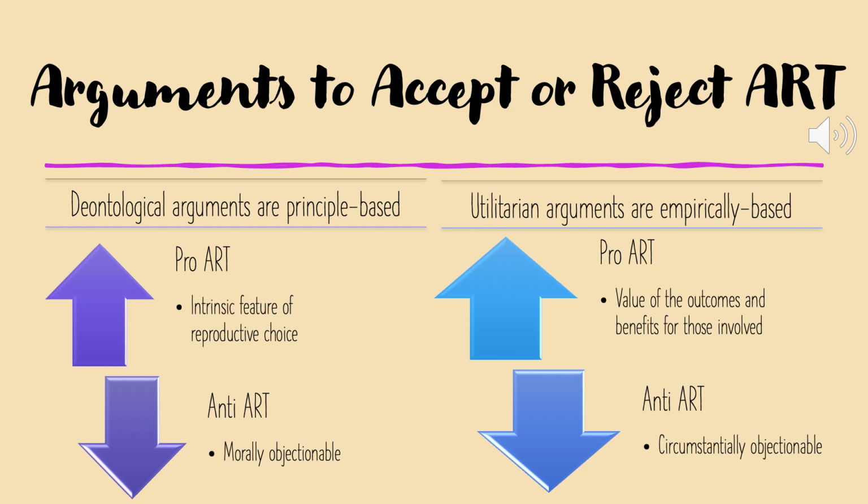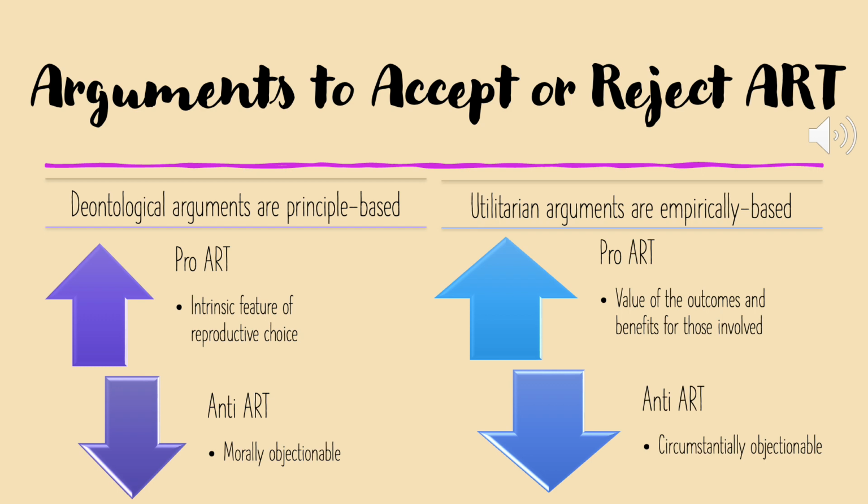The general positions of these three ethical angle groups can be sorted out according to whether they are based on principle or whether they are empirical. Deontological arguments are going to be very principle-based. So remember, deontology, it's your duty. So those who hold to deontological standards primarily and are pro-ART are going to discuss autonomy, and that's how they're going to argue for ART, because if you remember, Kantian ethics is heavily grounded in autonomy. Those who are anti-ART are going to discuss why it's morally objectionable, because again, deontological beliefs are grounded in your duty to do what is morally right. So they're going to say things such as the children as commodities.